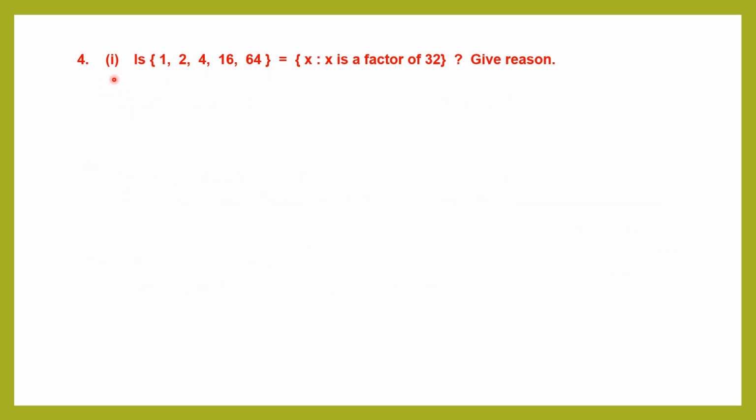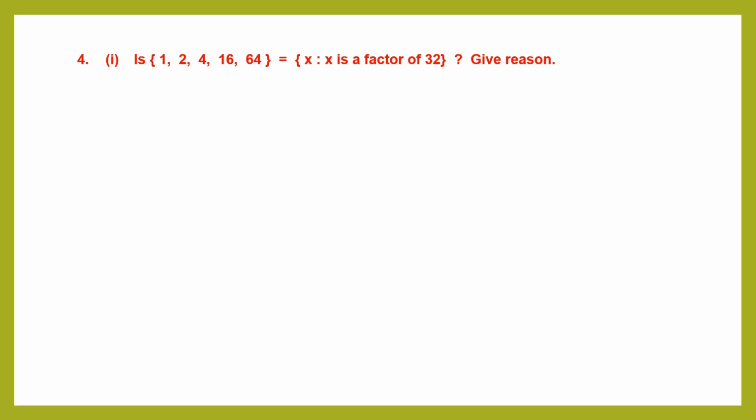Question 4, in that the first one is {1, 2, 4, 16, 64} equal to this. And what does this mean? {x : x is a factor of 32}. That means here we have a set of elements, and here also we have a set of elements which are all factors of 32.